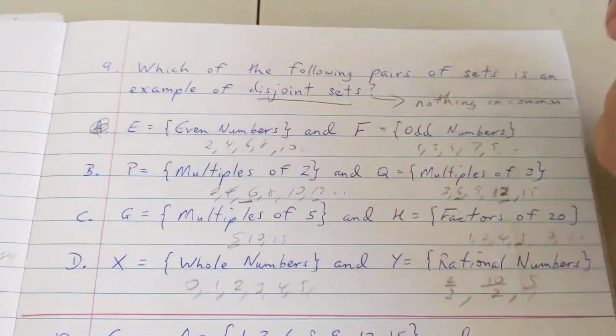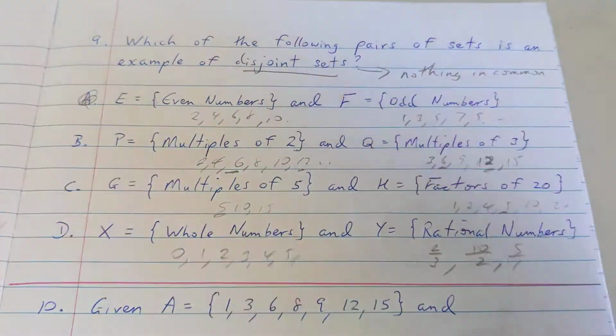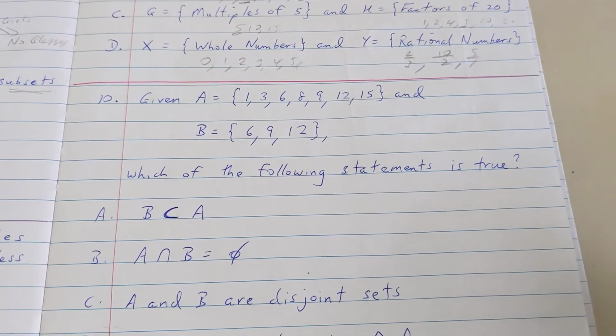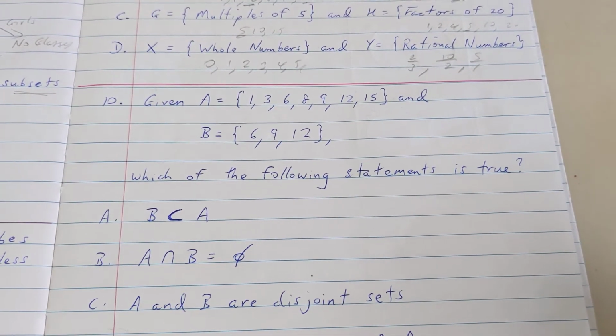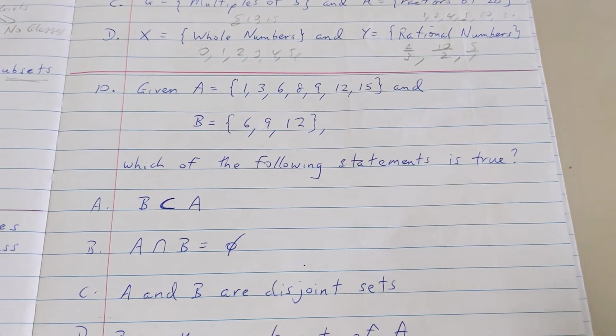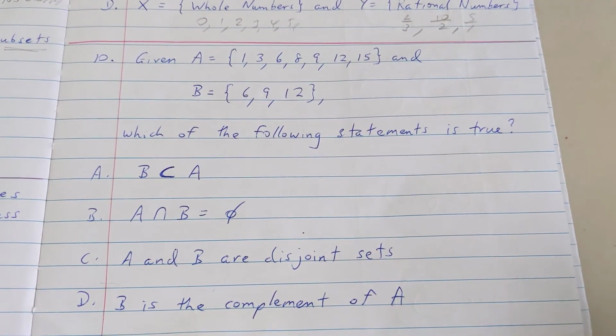So the answer again: disjoint, have nothing in common. That's what it's going to look like. One with numbers now. So we are given A equals 1, 3, 6, 8, 9, 12, 15, and B equals 6, 9, 12. And they want to know, if you know your notation, which of the following statements is true.